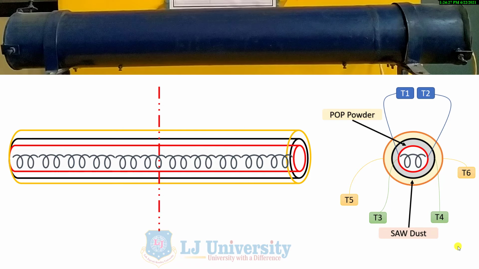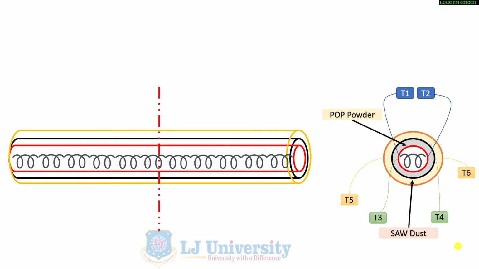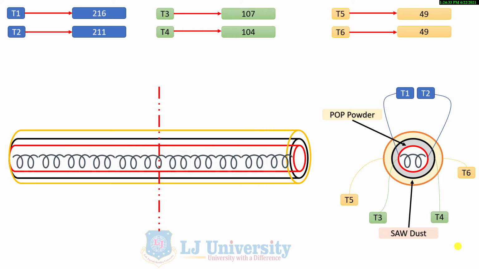After the system reaches steady state, we can note down the temperatures of all 6 sensors. After steady state we get T1 as 216 and T2 as 211, T3 and T4 as 107 and 104, and T5 and T6 as 49 degrees Celsius.